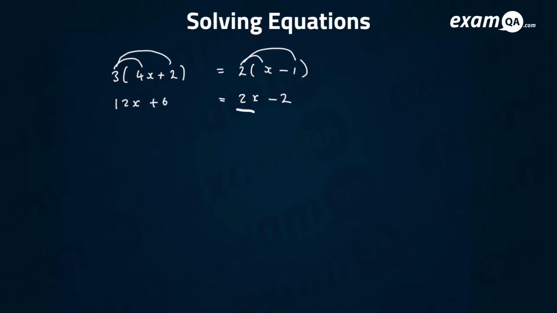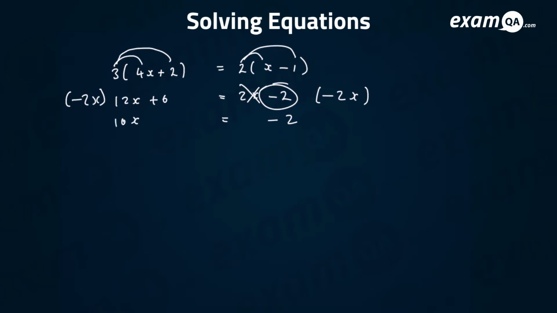So let's get rid of the 2x from this side. How do you get rid of this 2x? Or what's the opposite of positive 2x? It's negative 2x. So I'm going to take away 2x from both sides. And if we do that, this 2x has gone now, and I'm just left with the minus 2. And we had 12x on this side, but we just minus 2x from it, and you're left with 10x. And of course this plus 6 stays the same because the minus 2x doesn't affect the 6.